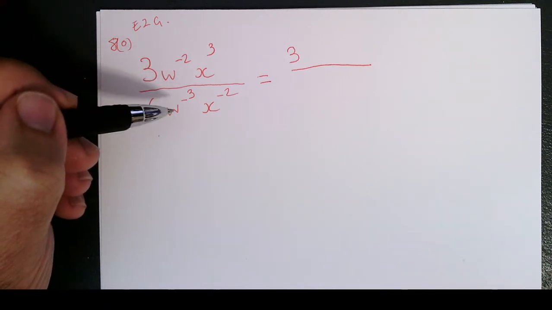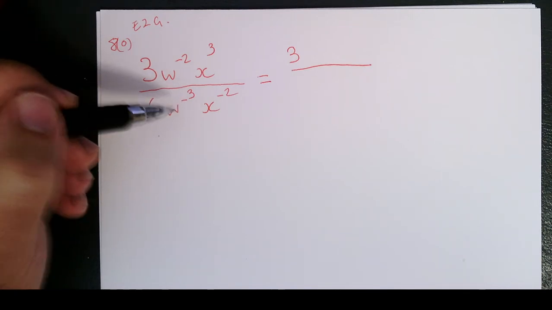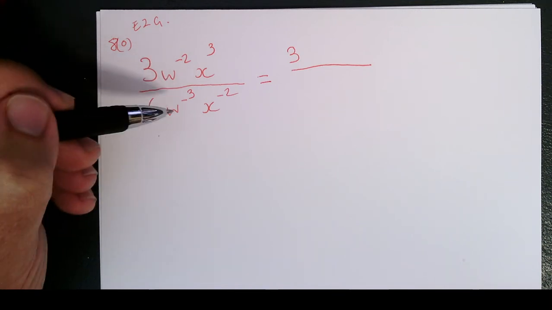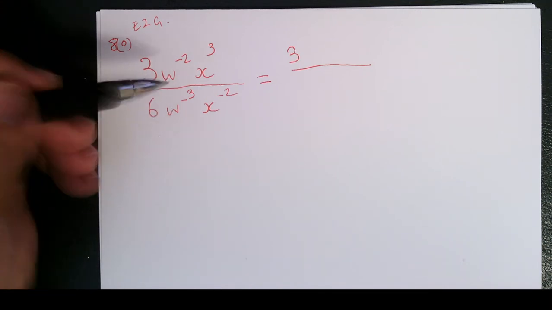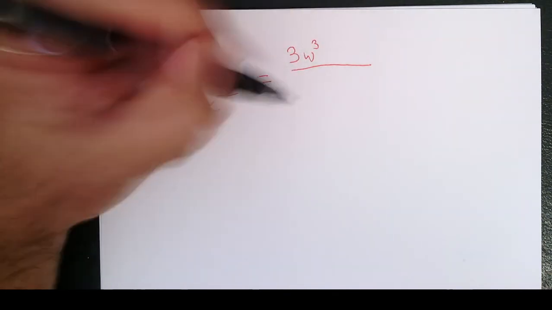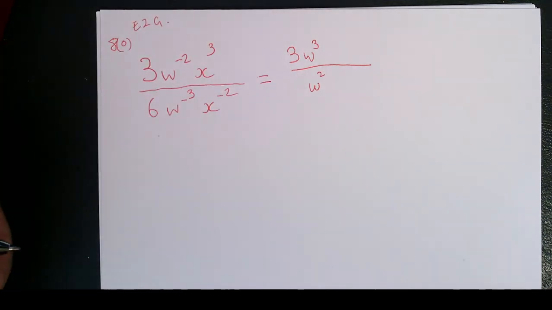This W to the negative 3, well, that's not going to be down there. It's going to be on the top. So the W to the negative 2 is going to go down the bottom, and the W to the negative 3 is going to go up the top. So let's do that. Okay, so I'll swap the W's.